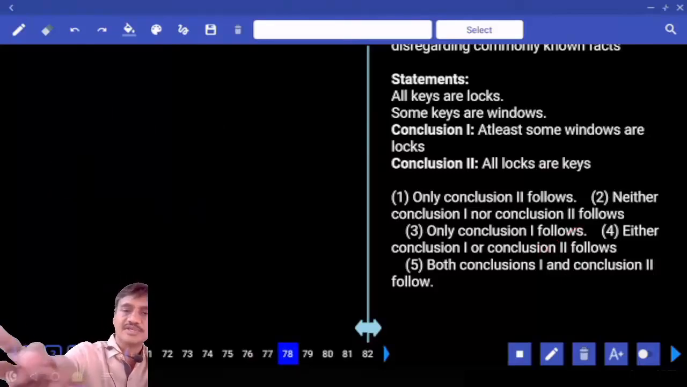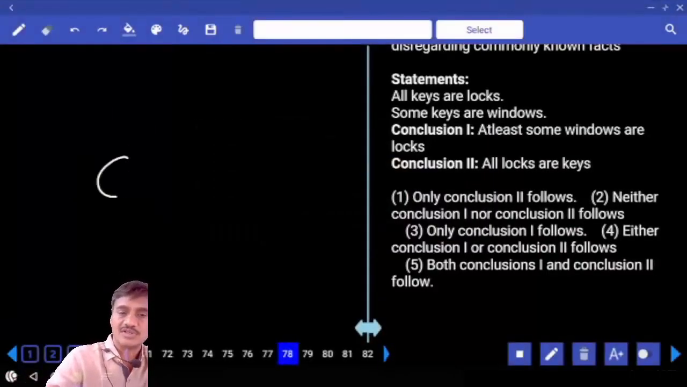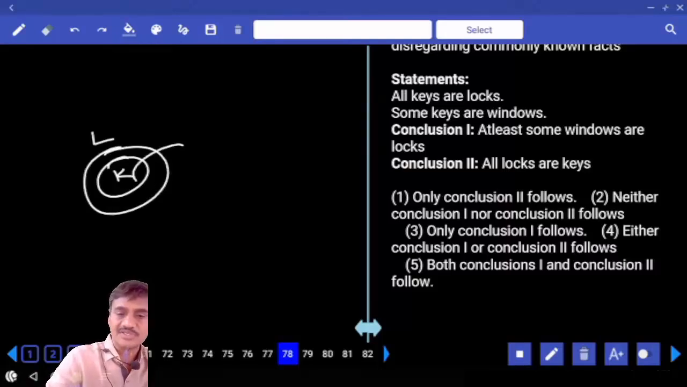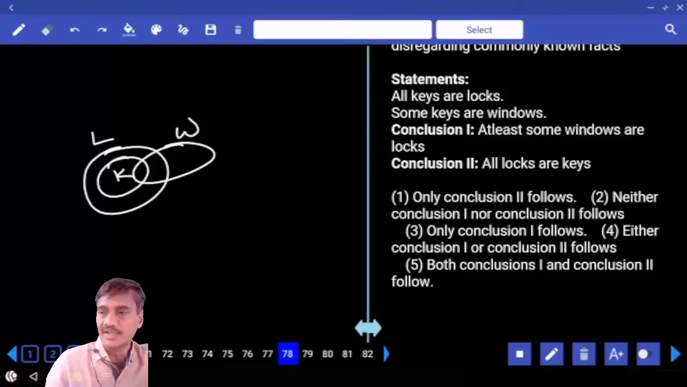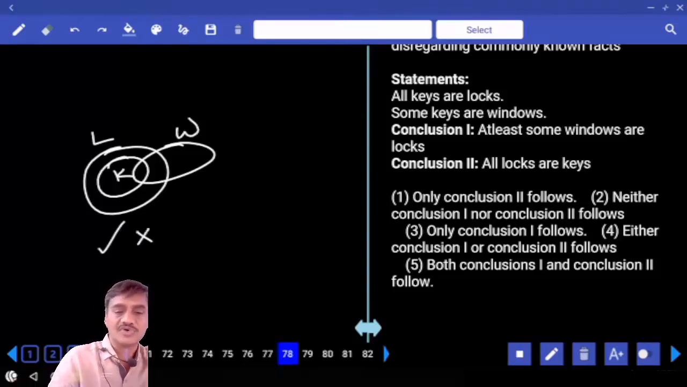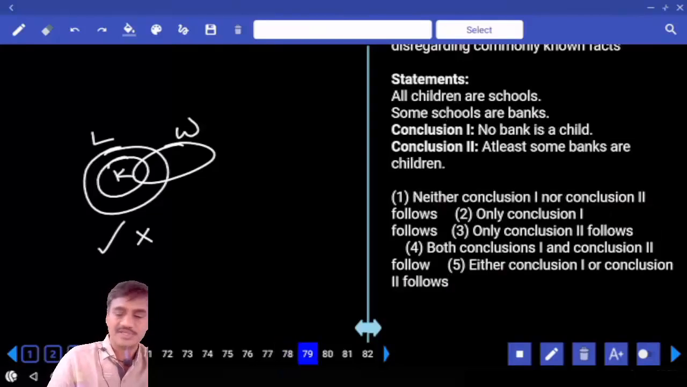Then coming to 78. All keys are locks, and some of the keys are windows. Some windows are locks, definitely true. All locks are keys is false. So what is your answer? Only one follows, and it is given in choice 3, question number 78.